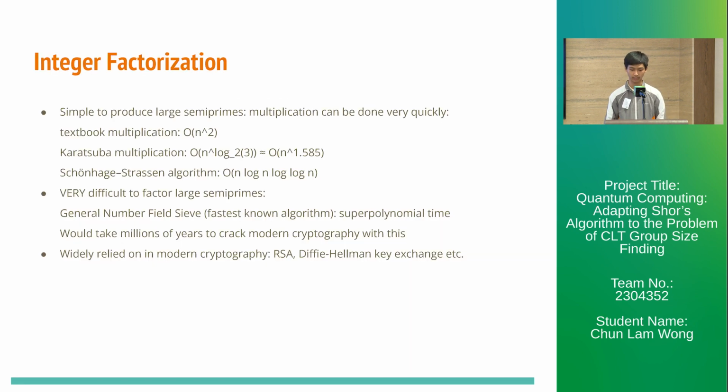Integer factorization is an interesting problem. It is very simple to produce large semi-primes, as multiplication can be done very quickly, and shown here are some common multiplication algorithms. However, the inverse problem, to factor large semi-primes, is very difficult, and all known algorithms take superpolynomial time or worse. This fact is widely relied on in modern cryptography, such as RSA.